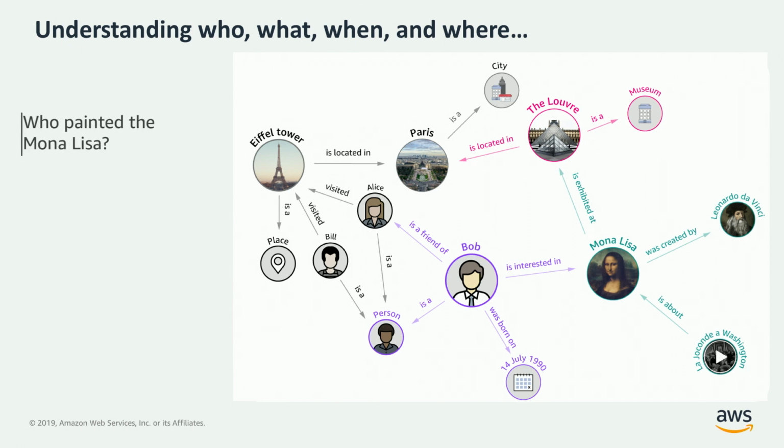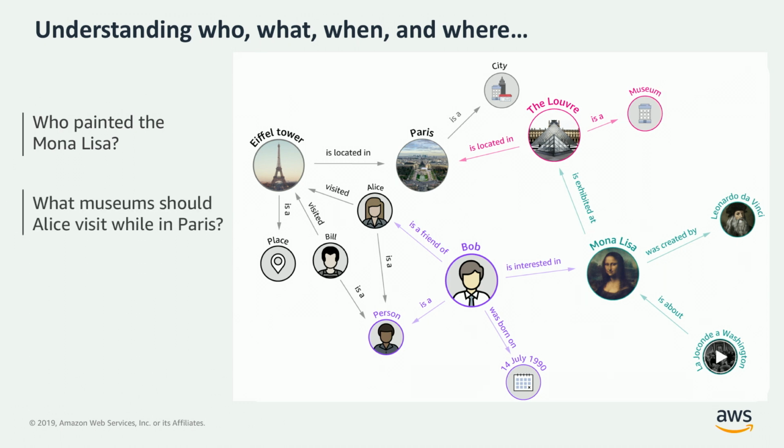So we can say things like, who painted the Mona Lisa? Or what museums should Alice visit while in Paris? Or what other artists have paintings in the Louvre? This kind of knowledge graph approach is a really powerful way to do a lot of different things, but it all starts with representing things you know, or a domain of information that you care about, in a way that you can ask questions over it. And that's fundamentally what we're doing here.